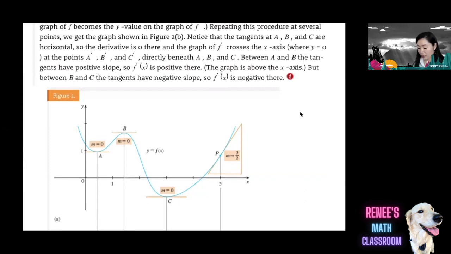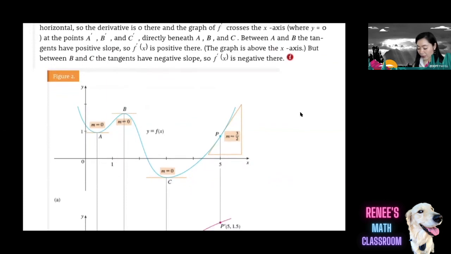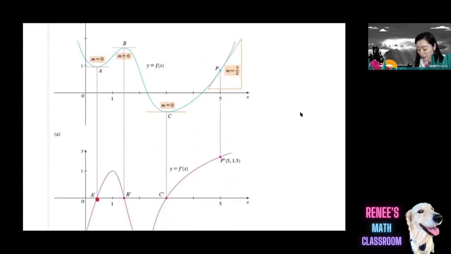So we're going to draw the graph for f prime directly beneath this graph. That corresponds to this A here, B here, and C here. The slope equals 0, so the derivative will be equal to 0. So the y-coordinate of f prime will be equal to 0 here, here, and here. Now when x equals 5, the slope is about 3 over 2. So y prime is about 1.5. We have this point over here, 5, 1.5.